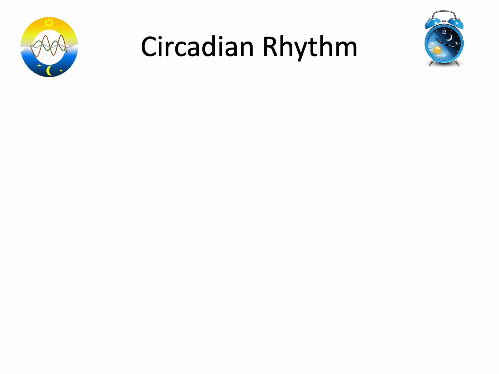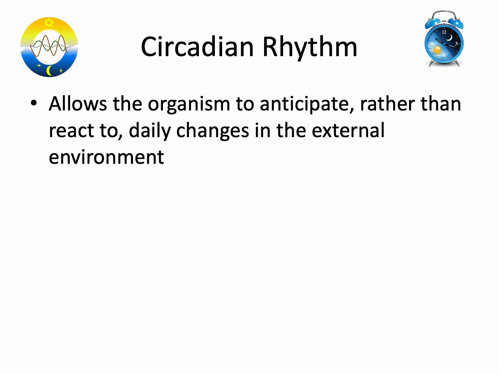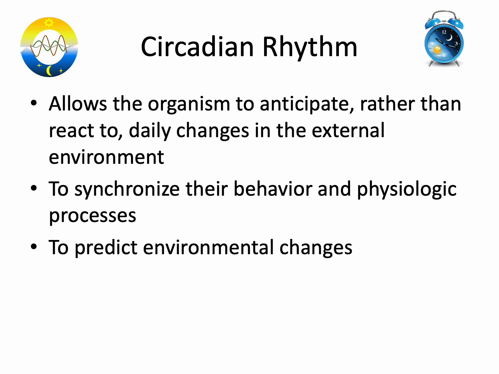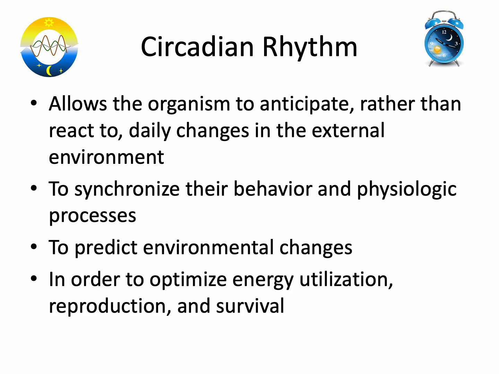In short, circadian rhythm is important to an organism. Why? Because number one, it allows the organism to anticipate rather than react to the daily changes in the external environment, and to synchronize their behavior and physiologic processes. These oscillations also help an organism predict environmental changes in order to optimize energy utilization, reproduction, and survival.